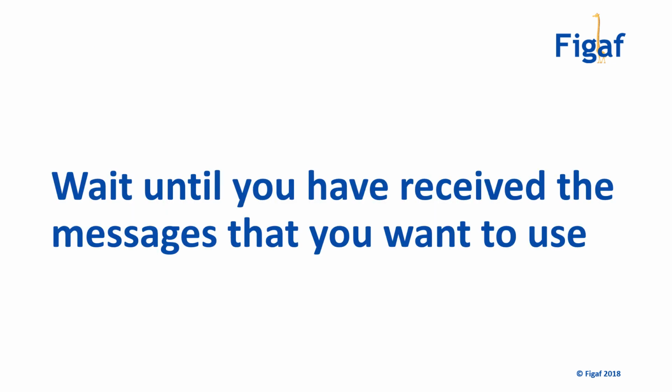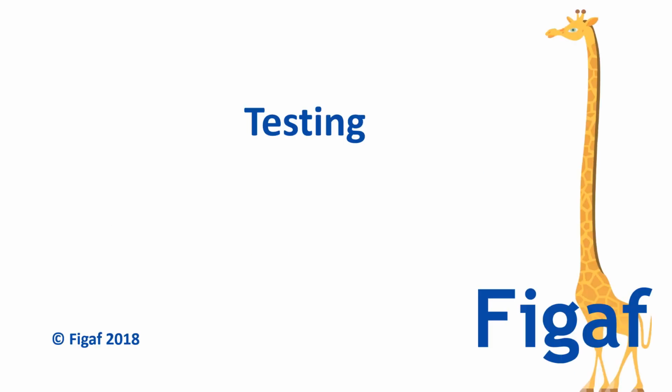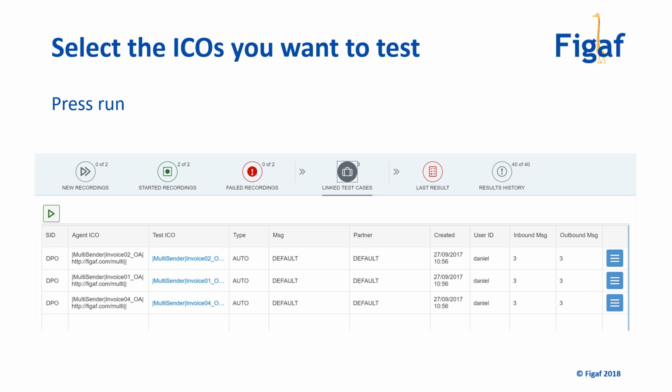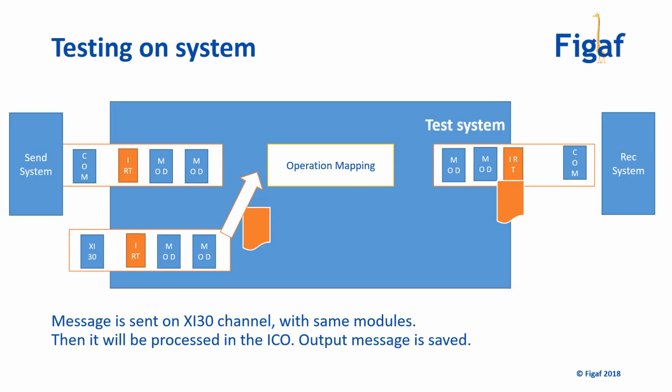And then you just have to wait until you've received all the different messages that you want to receive. And then you come to the testing phase. Here you just say, well, we got a set of test cases. You want to run them. And what it will do is it will create a communication channel, an XI30 communication channel.